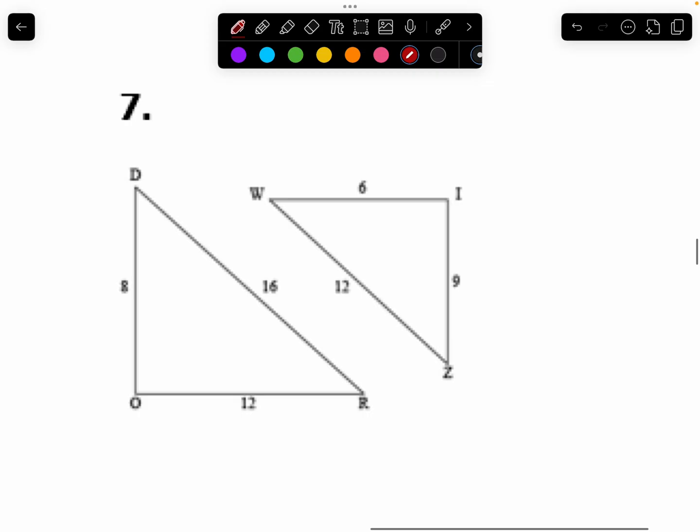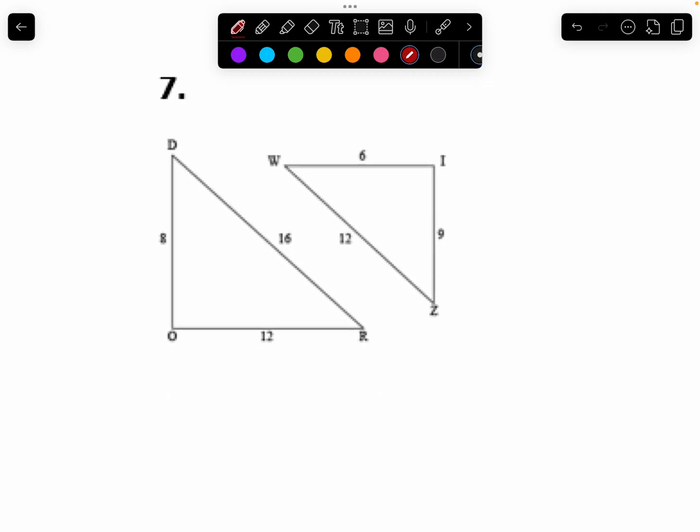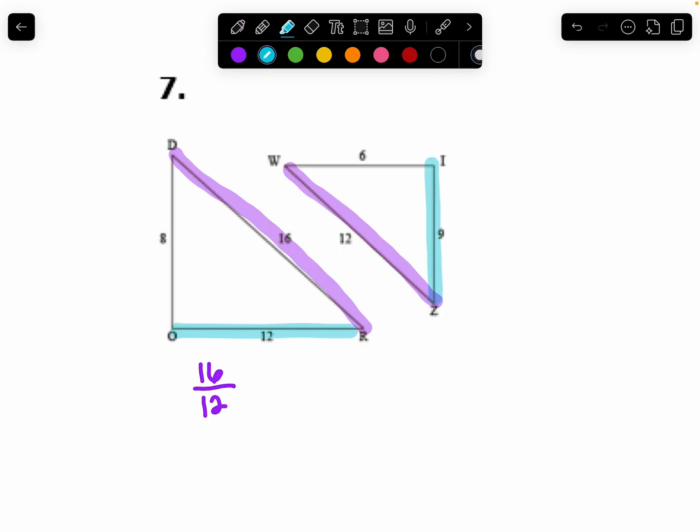Number 7, there are no angles marked, so we're going to check for side similarity. The longest side here is the 16, and the longest side in the second triangle is the 12. So that's going to be our first ratio. Next, we have the 12 and the 9. And then the smallest side in the first triangle is 8. The smallest side in the second triangle is 6. So they are corresponding.